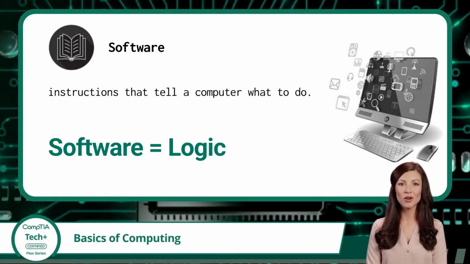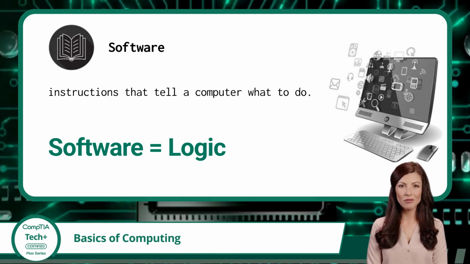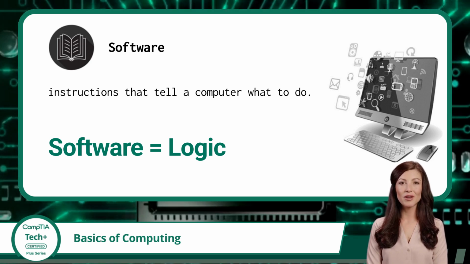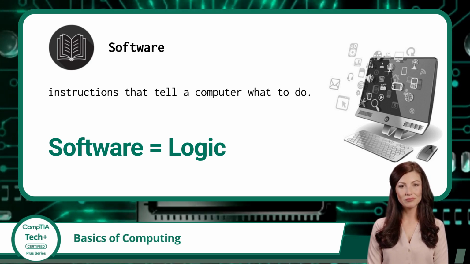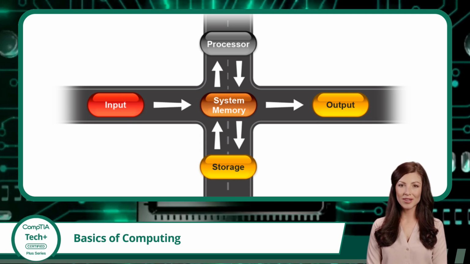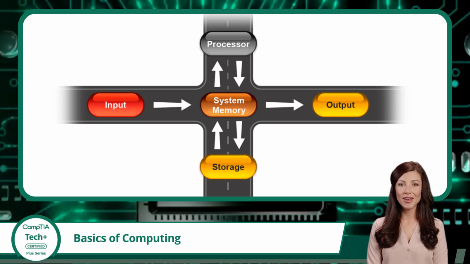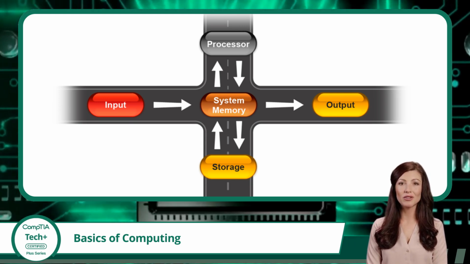But roads alone aren't enough. We also need something to guide the traffic. That's where software comes in. Software is the set of instructions that tells the computer what to do. In IT, we sometimes use the word logic to describe software-based decisions. So if hardware is the roadways, software is the traffic lights and street signs. It directs the data, manages the flow, and ensures that everything happens in the right order at the right time.